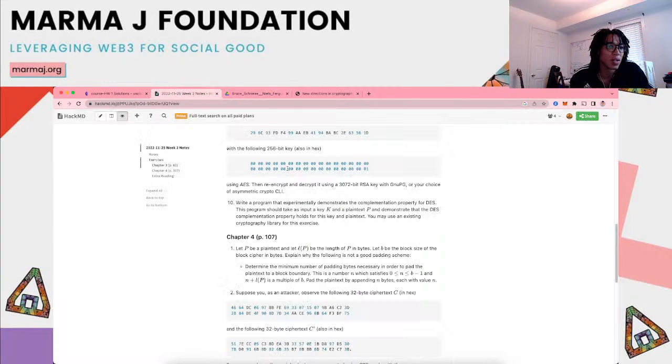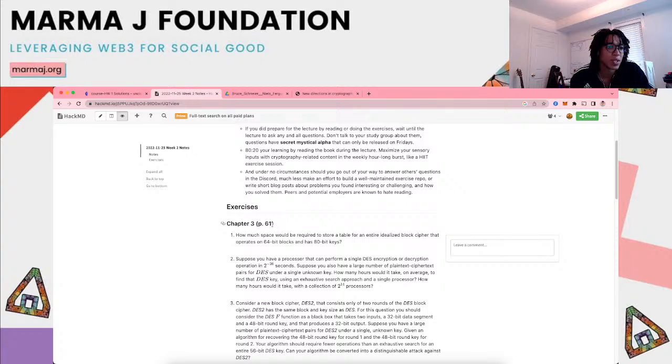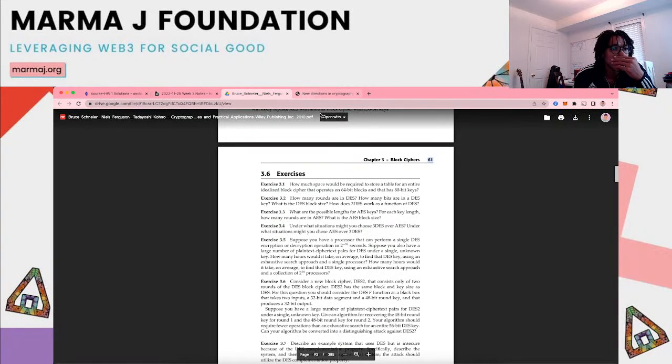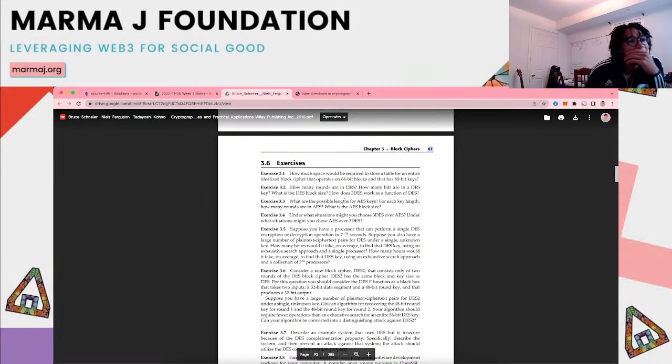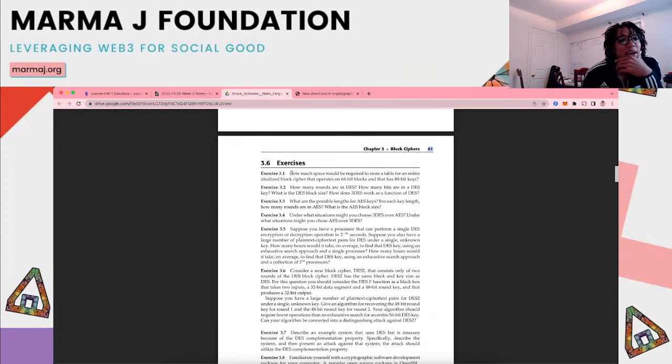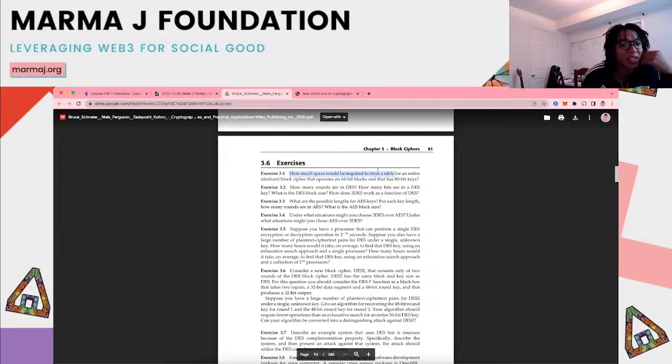Maybe I'll... Page 61 or 93. Oh, that's so complicated. You know what? It's fine. Page 61. Anyways, so yeah, how much space would be required for all this to happen?